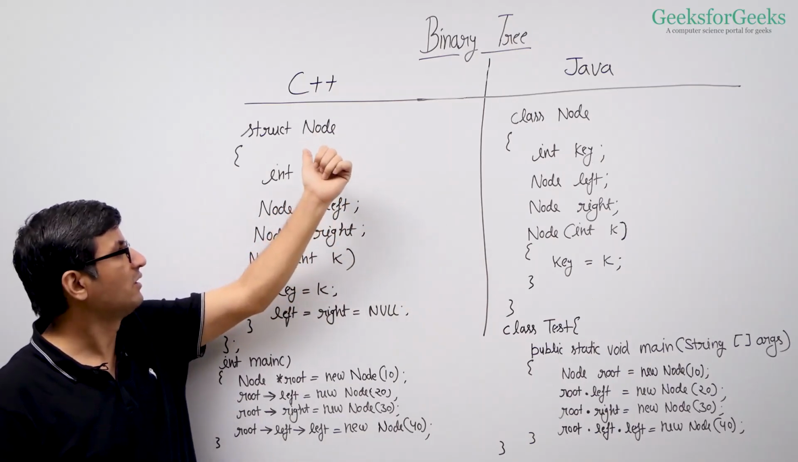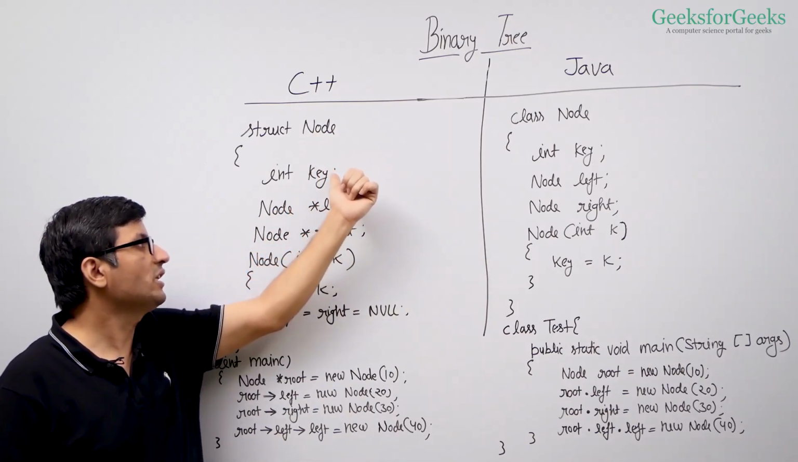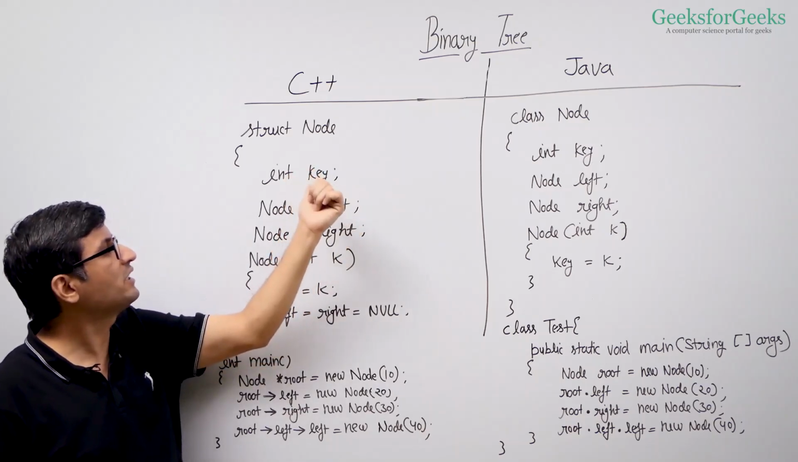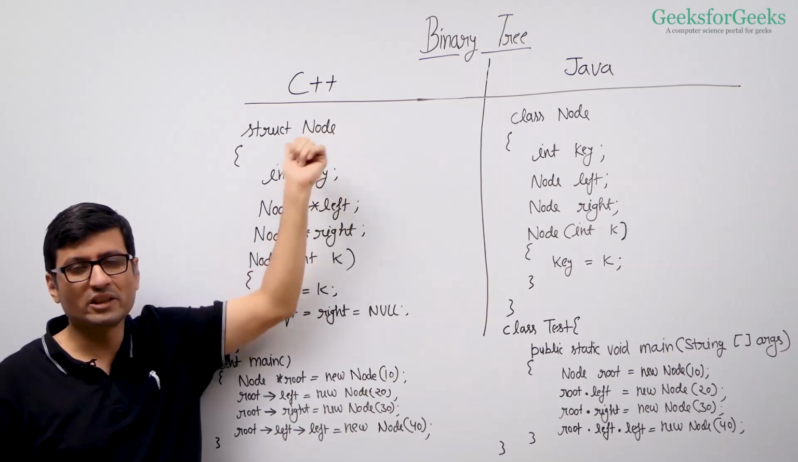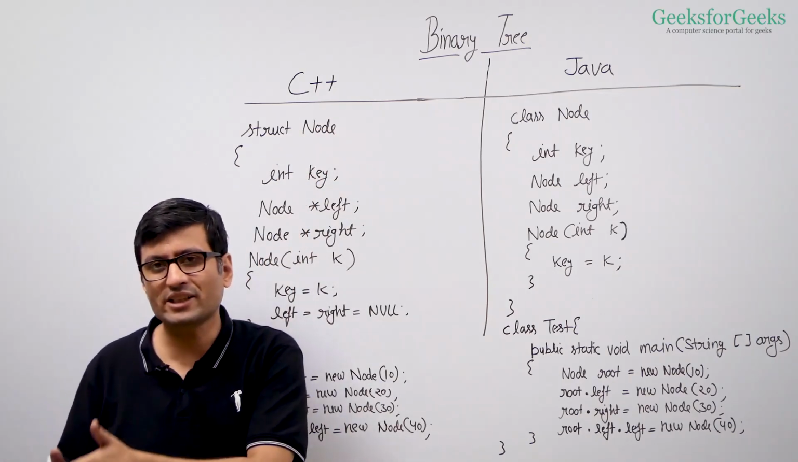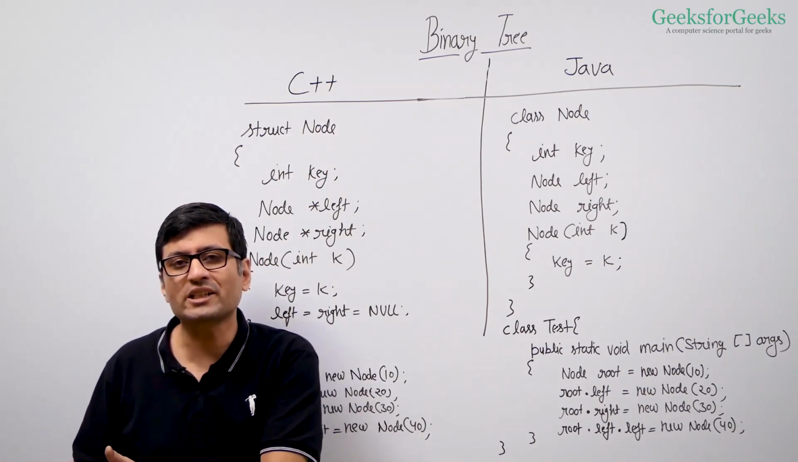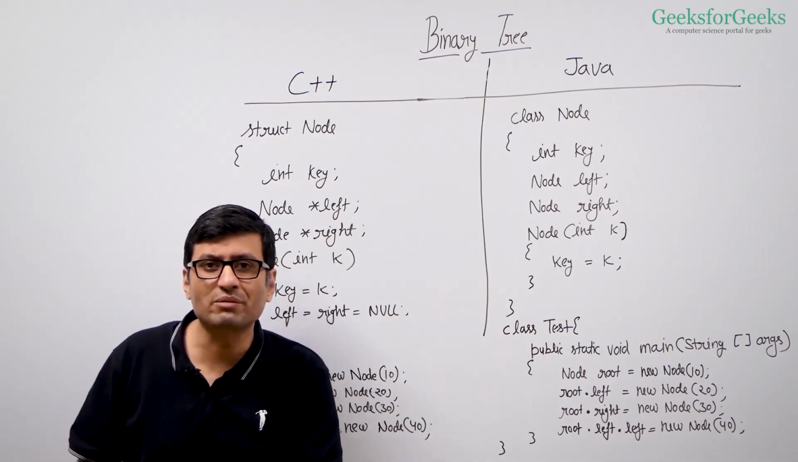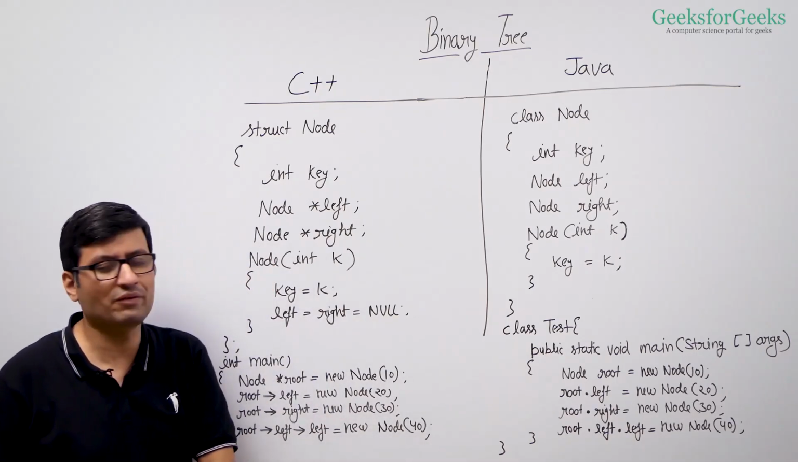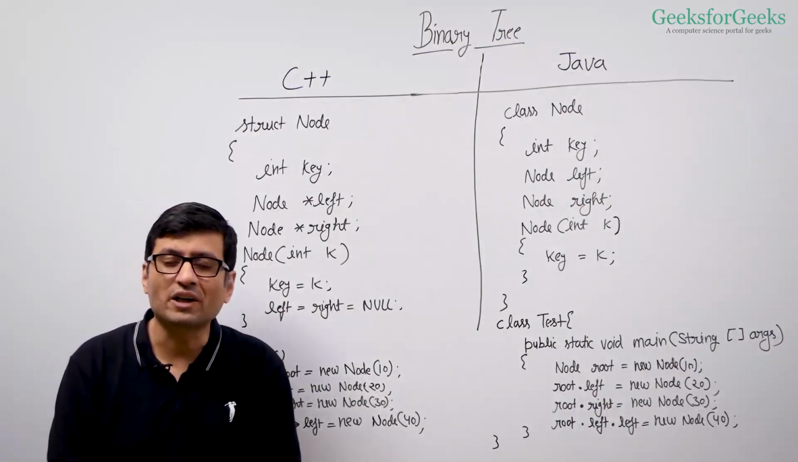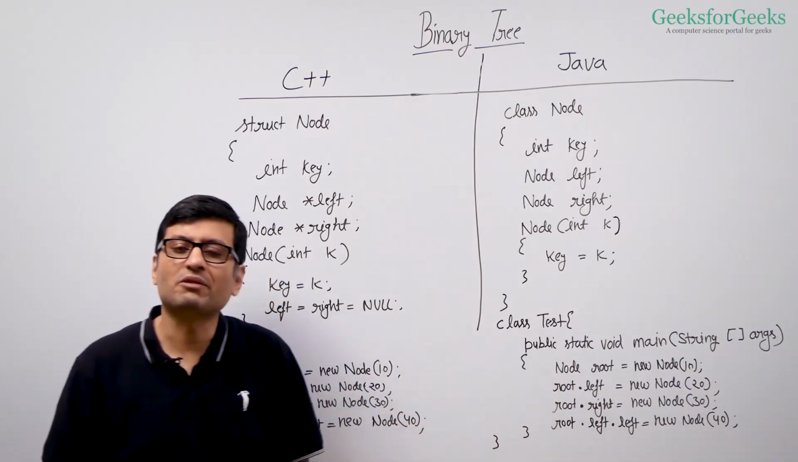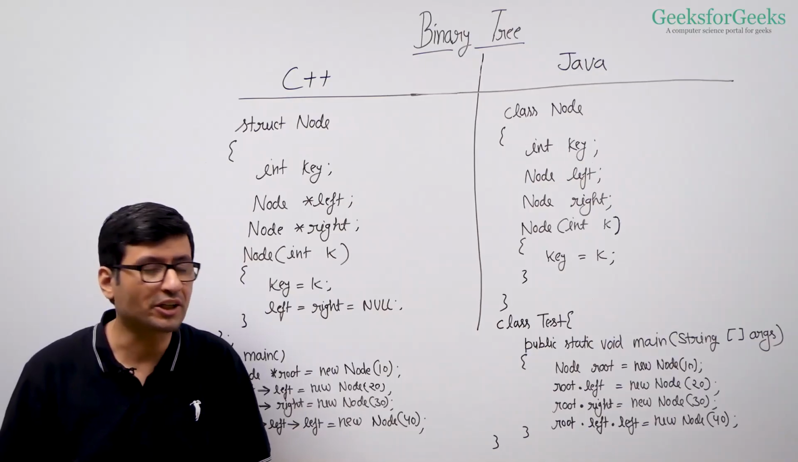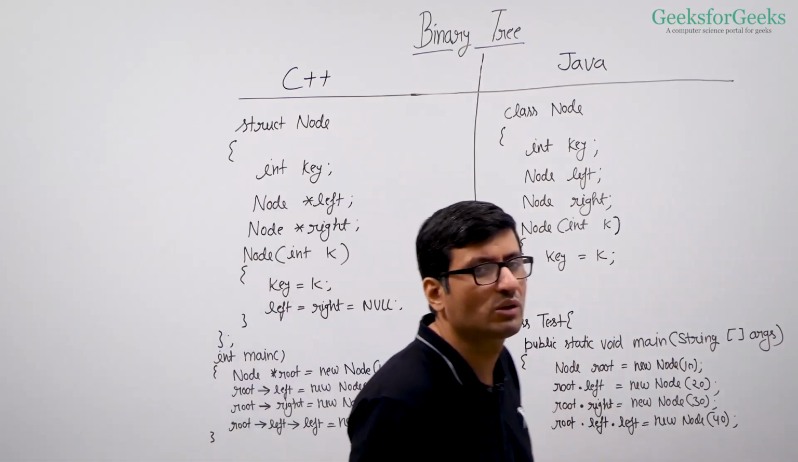We have data or key, and then we have references or pointers of same type as we had in linked list. In linked list we had next, in singly linked list we had next, in doubly linked list we had next and previous, in tree we have left and right. In the main functions here, in both C++ and Java, I've created a sample binary tree. Let's see how does this construction work.